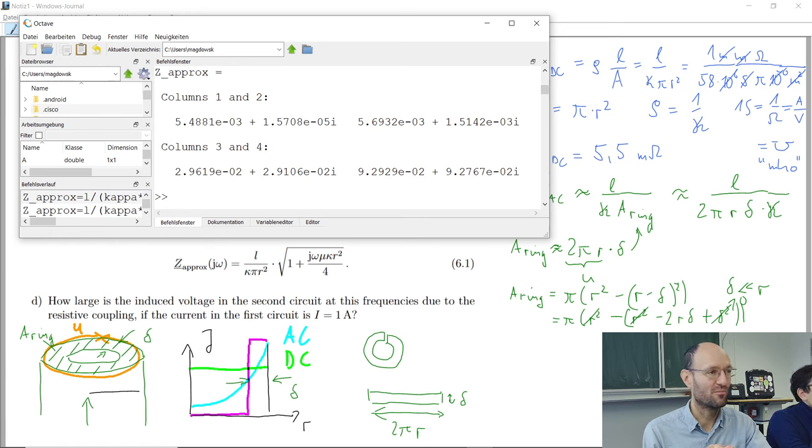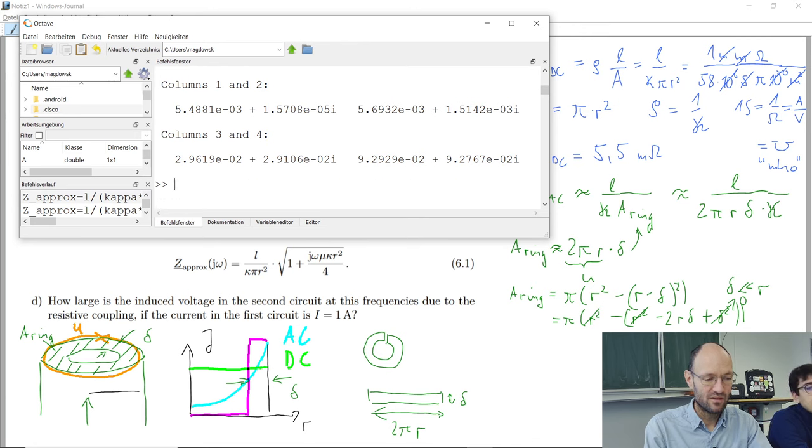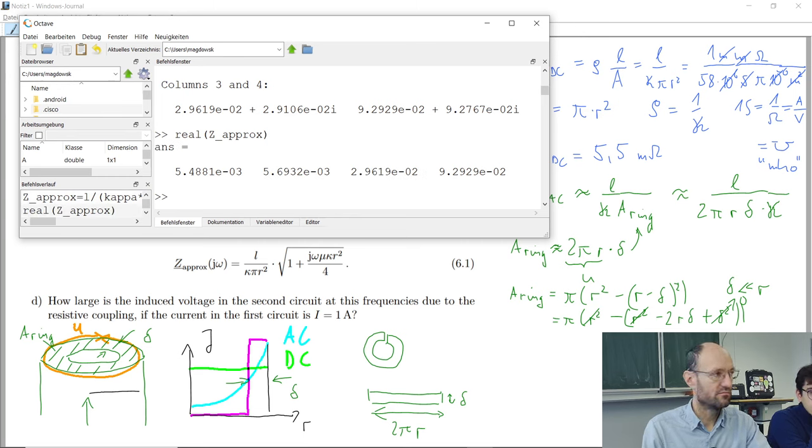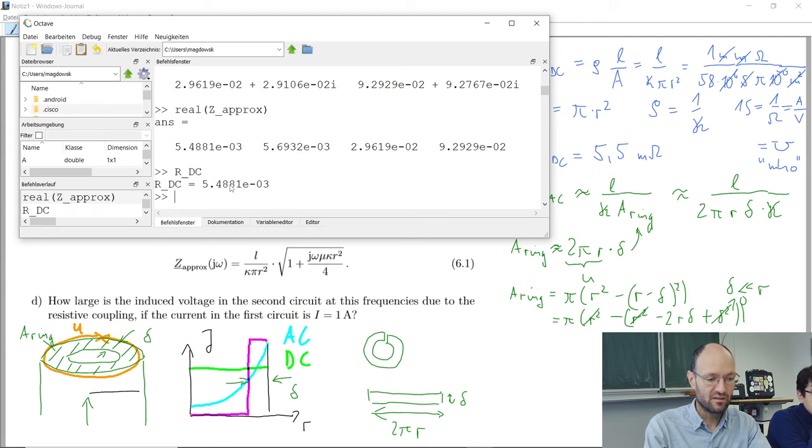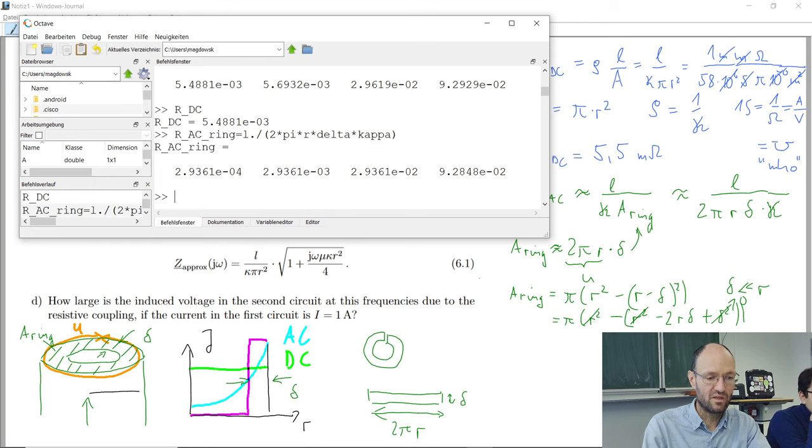So ideas, how do I get from a complex impedance the resistive part, the resistance? The real part. So if we take the real part of this complex impedance, then we get the resistance. And so this is what comes from our approximation formula here. Once again, this was our DC resistance, and this is the AC resistance that came from this ring formula.